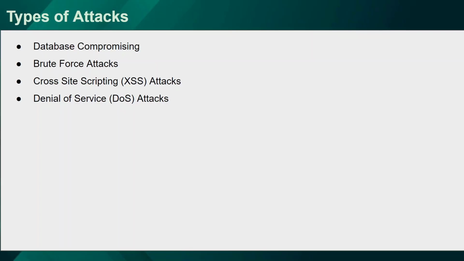So due to that, you need to implement security boundaries, security concerns, or appliances in order to prevent these sorts of attacks. Typically there are several types of attacks. I have mentioned 4 types of attacks here, but there can be quite a lot more types of attacks. These are the common types that we encounter in usual systems: database compromising, brute force attacks, cross-site scripting, and denial of service.